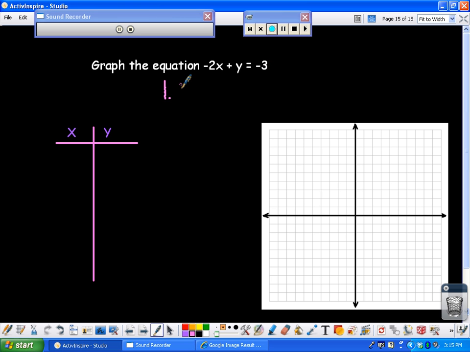So in order to do that, we use DCMAM. Now this is a 1-step equation. The only thing we need to do is add or subtract. Well, what's being added to y is this negative 2x. So the inverse operation of negative 2x is to add 2x to both sides. So if we have negative 2x plus y equals negative 3, we're going to add 2x to both sides.